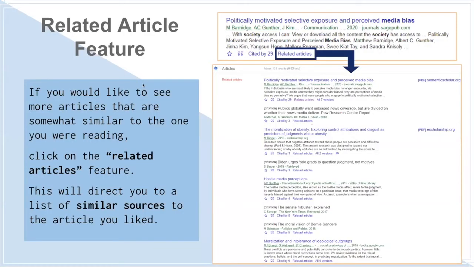The related article feature. If you would like to see more articles that are somewhat similar to the one you were reading, click on the Related Articles feature. This will direct you to a list of similar sources to the article you liked.